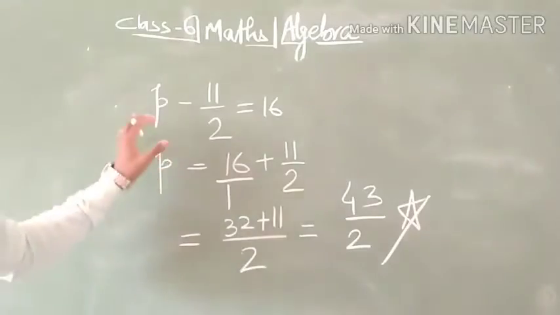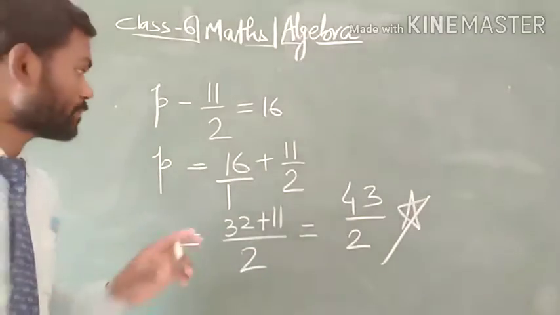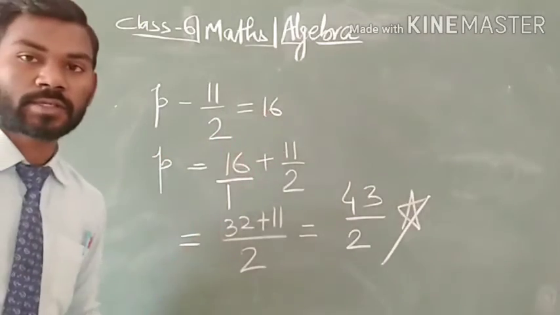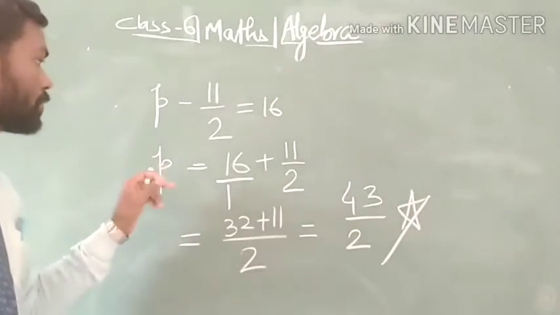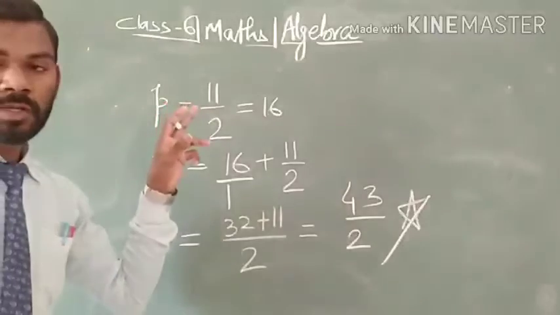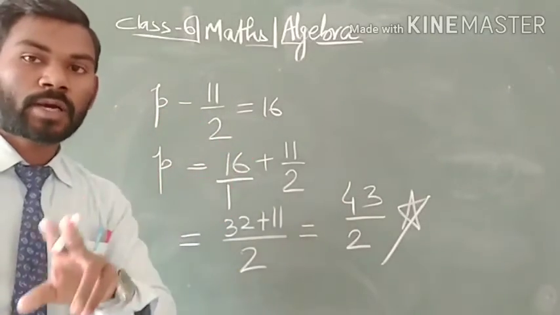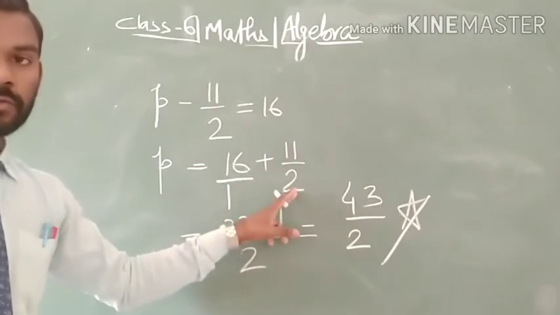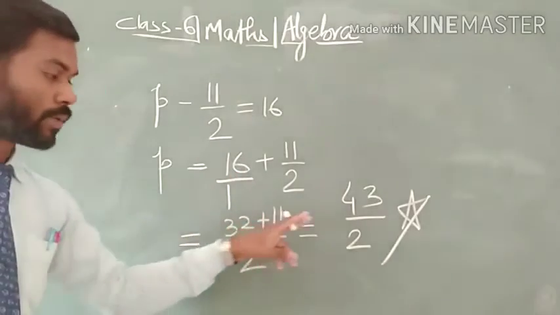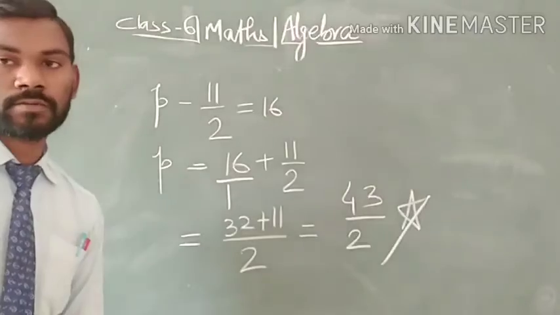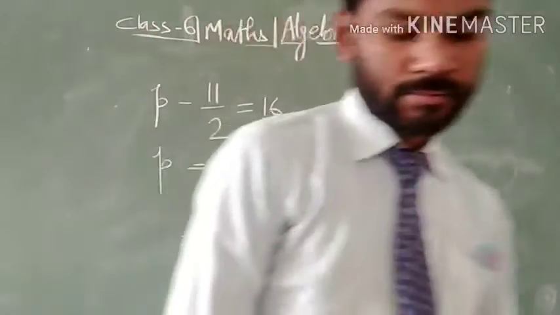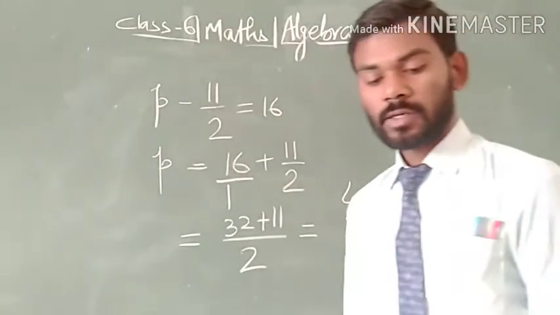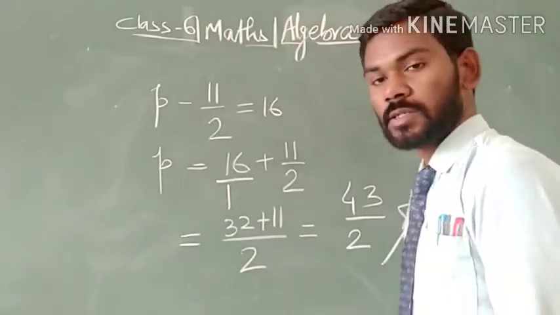Okay, student. Now let us see this question once again. The given question is p minus 11 by 2 is equal to 16. Okay, transpose 11 by 2 and change the sign from minus to plus. We get 16 plus 11 by 2, and after solving it, we get 43 upon 2, which is the required result. Okay, student, I hope the question is clear. Now let us see one more question.